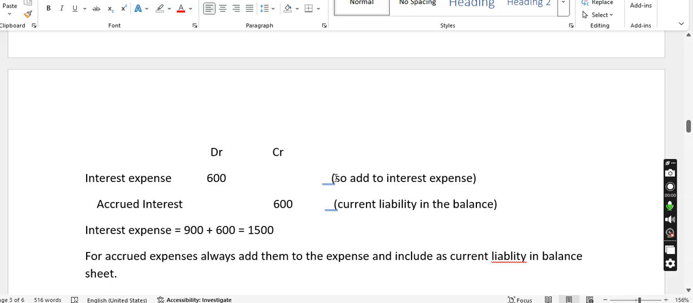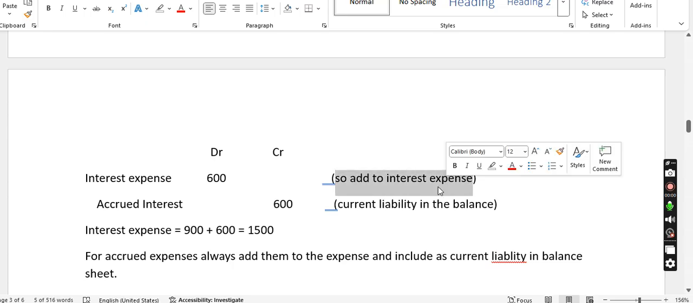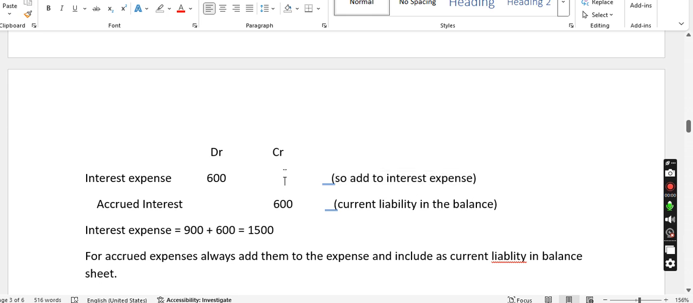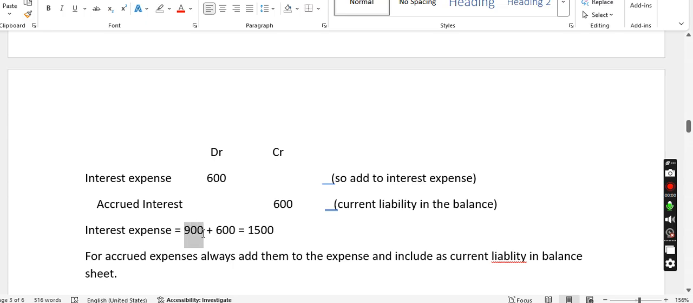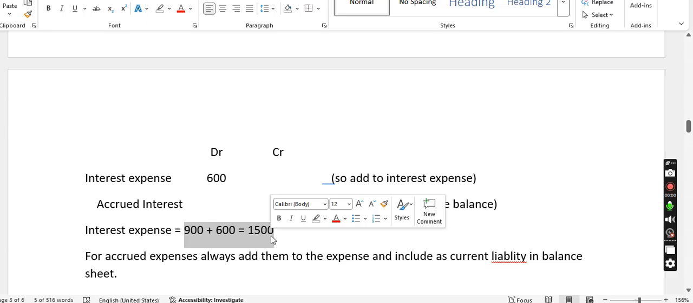So in the statement of profit or loss, we need to add this interest expense, which I've done here. 900 from the trial balance plus 600 the accrual. So our interest expense that should be on the statement of profit or loss is 1,500 kwacha.